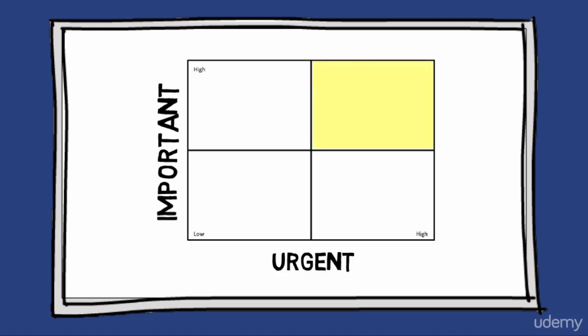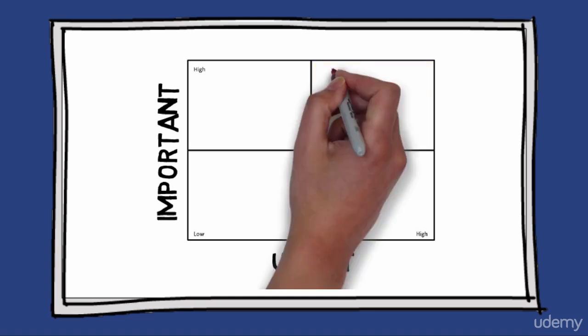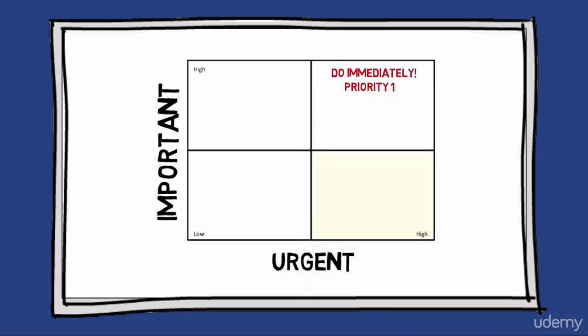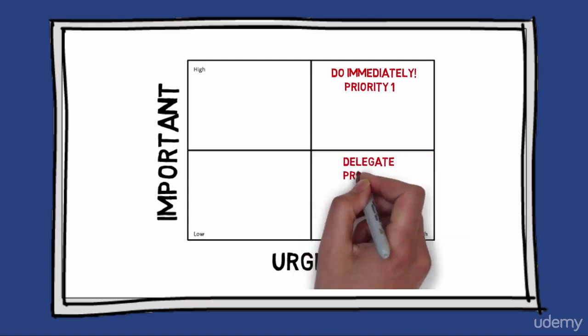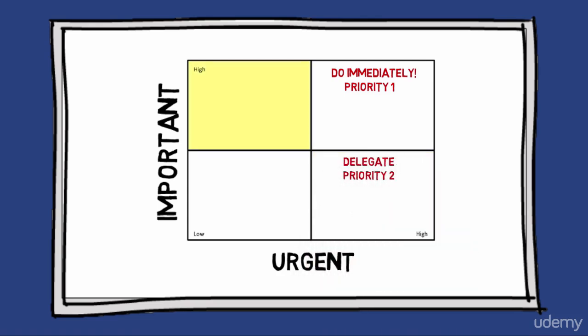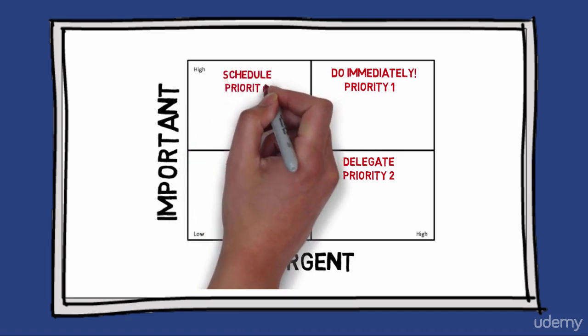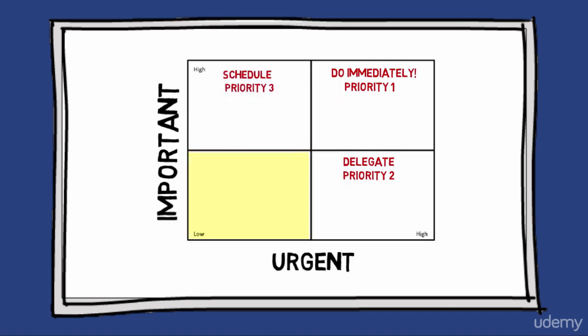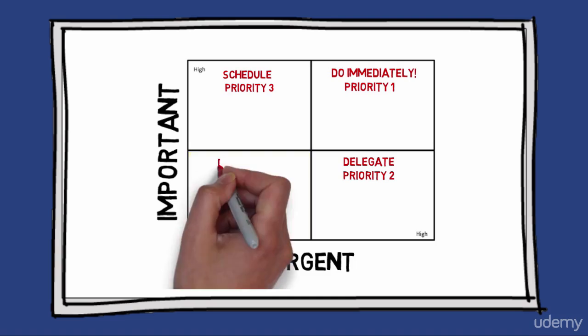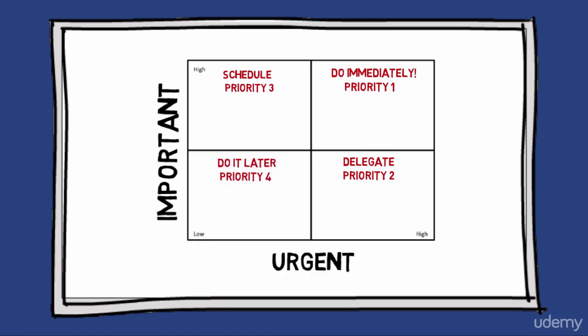Tasks that are both important and urgent are to be done as soon as possible. For tasks that are urgent but not important, we need to delegate. For tasks that are important but not urgent, we can schedule those, putting them on our calendar to be handled later. And then last, there are tasks that are really neither important nor urgent. We just let those sit for now.